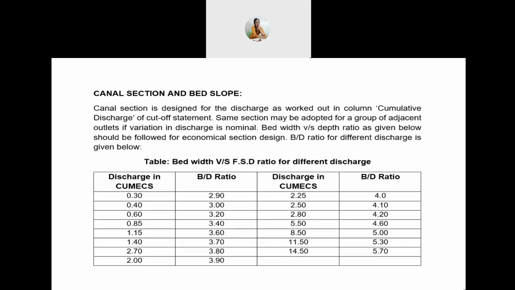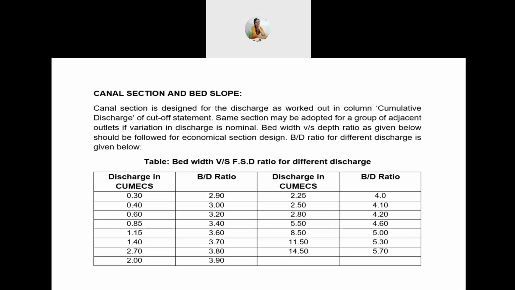Next, canal section and bed slope. Canal section is designed for the discharge as worked out in the column cumulative discharge of cutoff statement. The same section may be adopted for a group of adjacent outlets if variation in discharge is nominal. Bed width versus depth ratio as given below should be followed for economical section design.